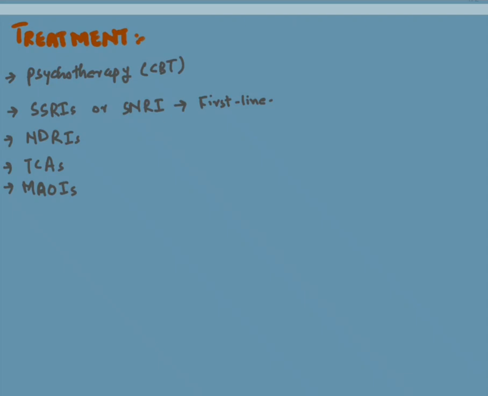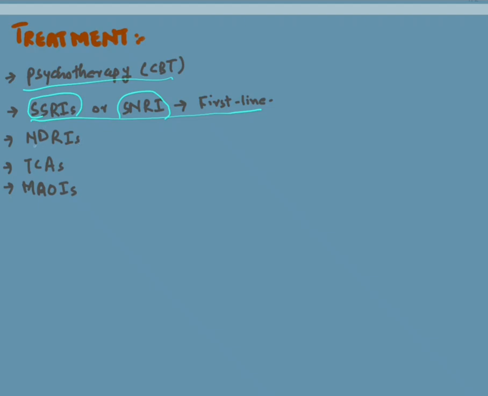The first line treatment for major depressive disorder is psychotherapy and an SSRI or SNRI. So these are the first line. Psychotherapy is actually given together with the SSRIs or SNRIs. SSRIs include, for example, paroxetine, fluoxetine, citalopram, escitalopram, and SNRIs are serotonin norepinephrine reuptake inhibitors like duloxetine.